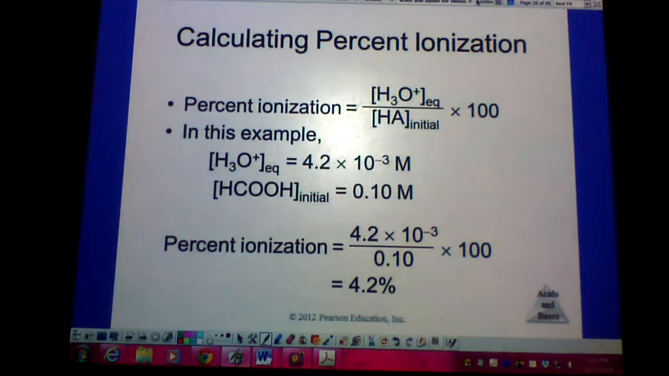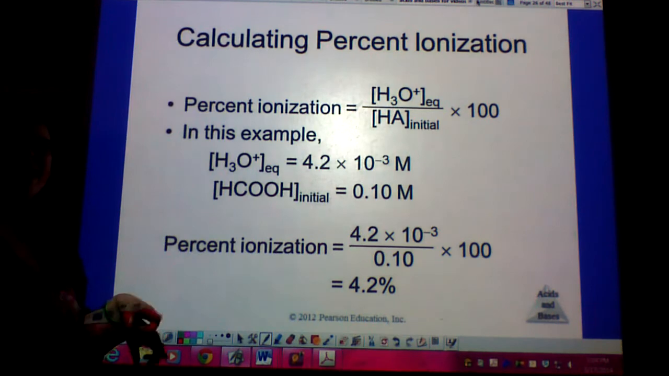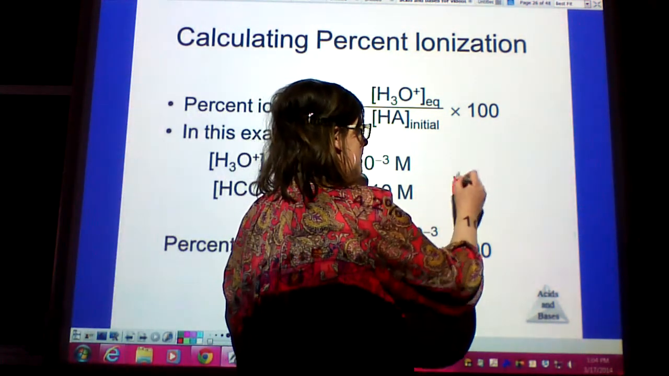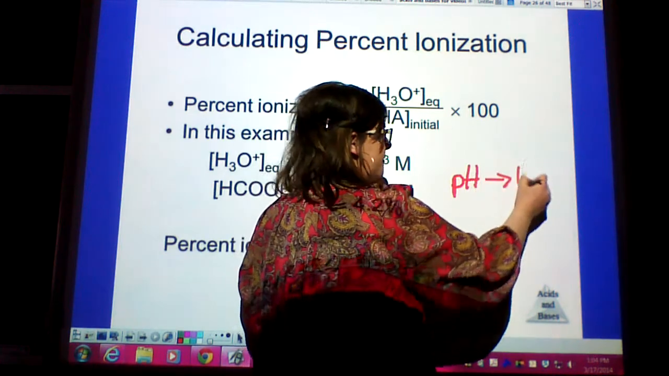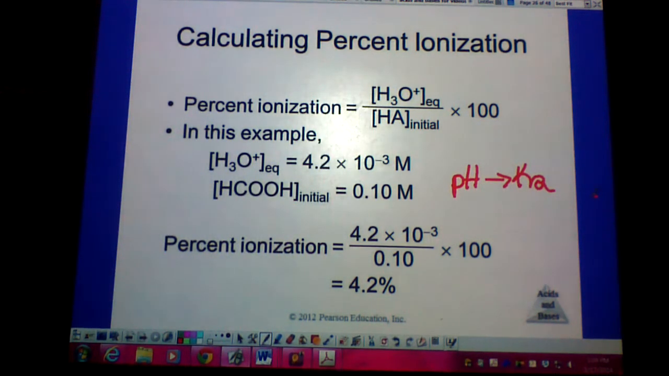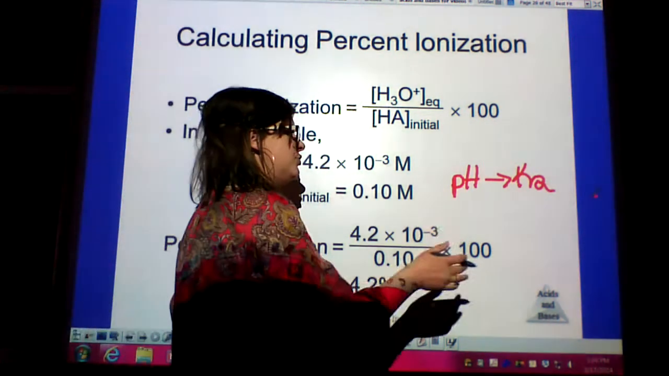Hi everyone, we're going to continue on with our acids and bases. In our last video we talked about how we could calculate Ka from pH. There, we were given pH and needed to find Ka. Of course, we could do the opposite, so we could calculate pH if we were given Ka, which we'll do in just a minute.